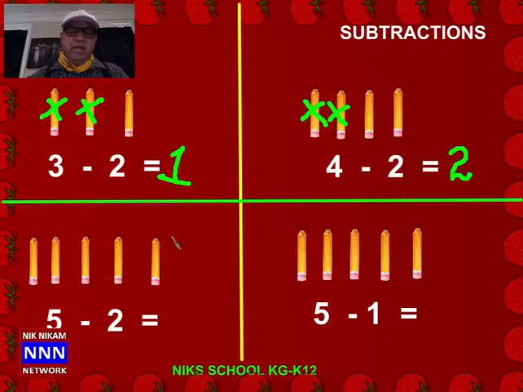Let's look at another example here. Oh, look at that. There are more pencils here now. 1, 2, 3, 4, 5. So, we have 5 pencils. And next to the 5, we have a minus sign. That means we need to take away something from this 5. And the number we need to take away is 2. That means we have to take away 2 pencils from this group of 5 pencils.